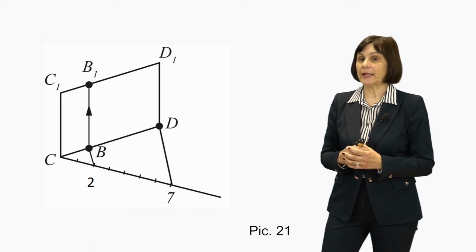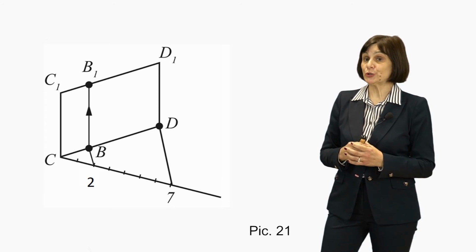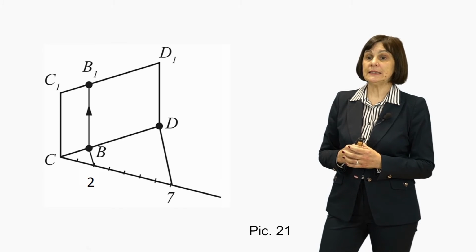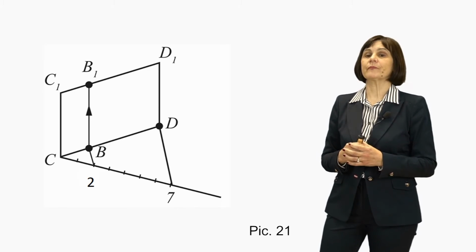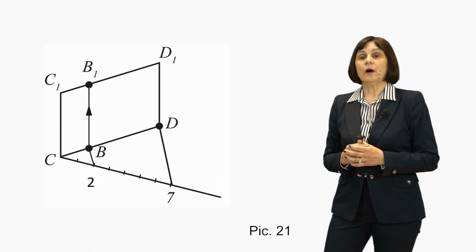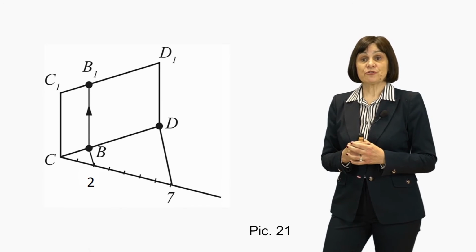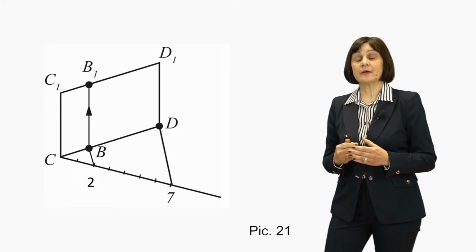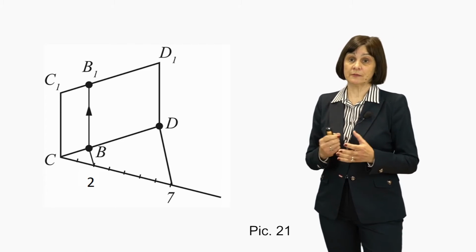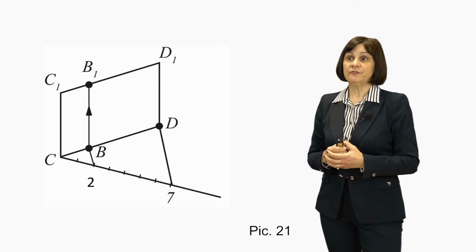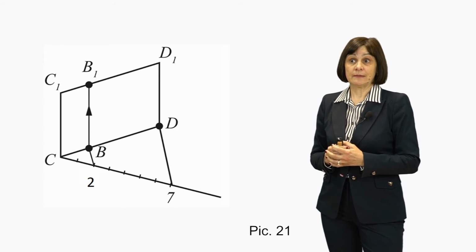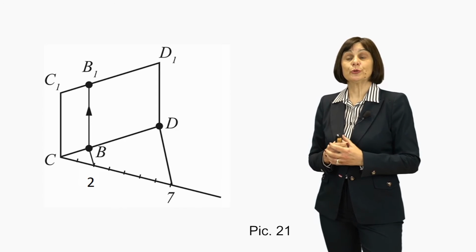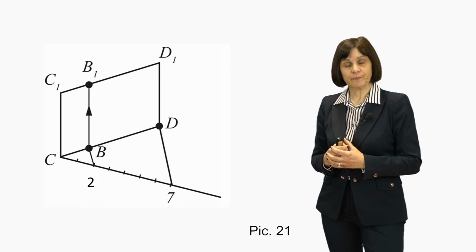So our line B2 is parallel to the line D7. Now, on horizontal projection plane, we get the division of a straight line segment in given ratio 2 to 5.